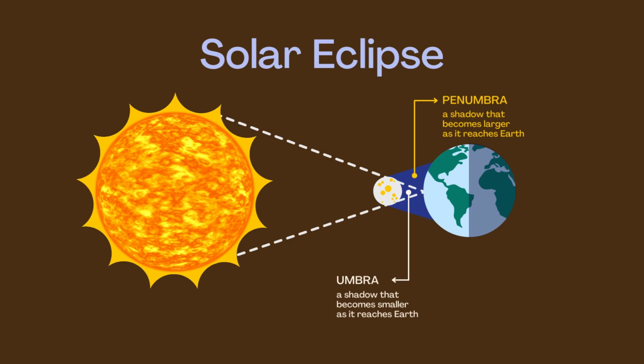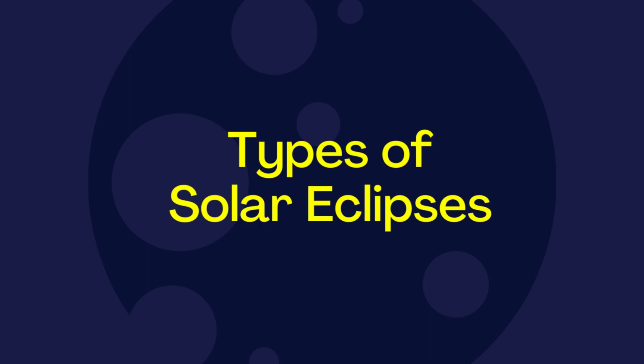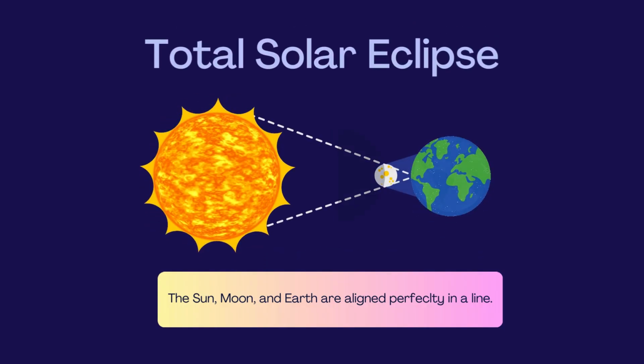During a solar eclipse, it's the area where the moon only partially blocks the sun's light from reaching the earth, creating a partial eclipse. There are different types of solar eclipses: total, partial, and annular, depending on how much of the sun is covered by the moon. Let's see each one in detail. Let's see total solar eclipse.